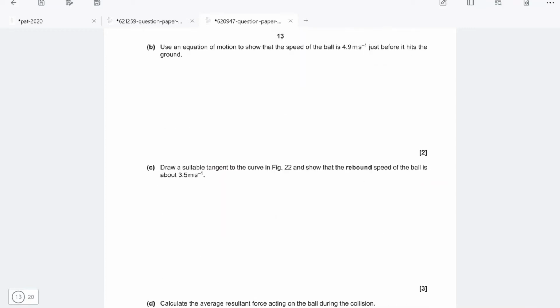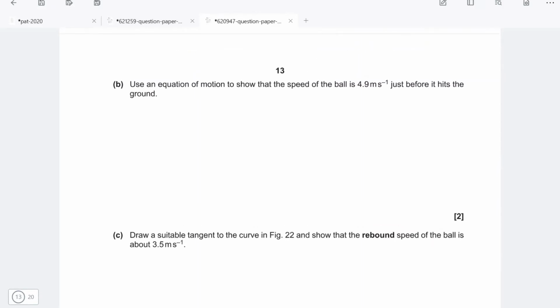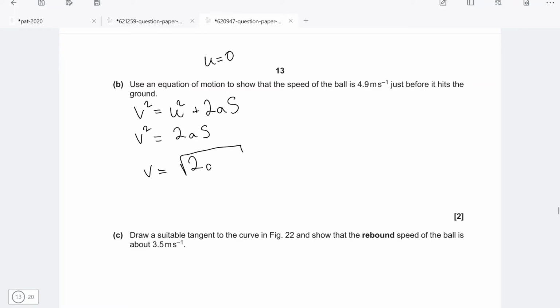Okay, part B, use an equation of motion to show that the speed of the ball is 4.9 meters per second just before it hits the ground. Well, the equation that we're going to use is v squared, the final velocity, is equal to u squared, the initial velocity, plus 2as, where s is the displacement. Because the ball was dropped from rest, u is 0, which turns this equation to v squared equal to 2as. Now v will be equal to the square root of 2as.